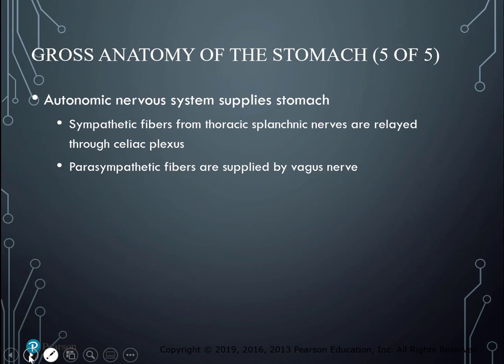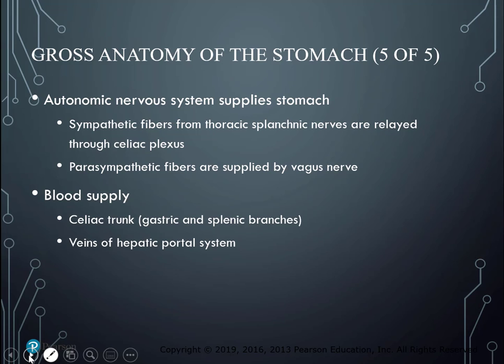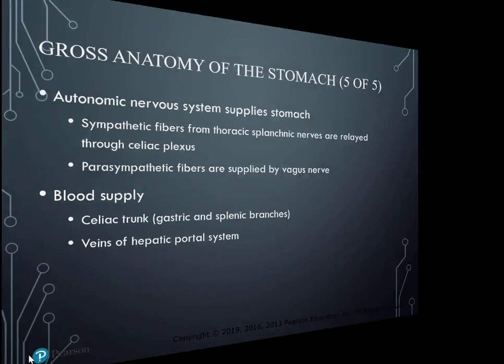So, what is the nervous supply of the stomach? Well, sympathetic fibers from the thoracic splanchnic nerves are relayed through the cardiac plexus. The parasympathetic fibers are supplied by the vagus nerve. And the blood supply pretty much is coming from the celiac trunk, and from the gastric and splenic branches, and the veins of the hepatic portal system.